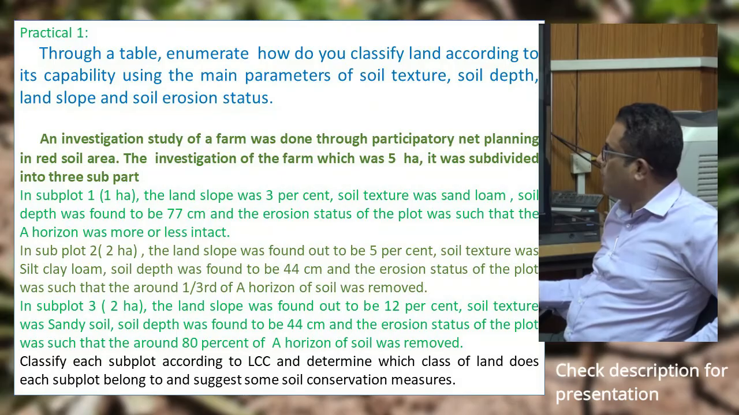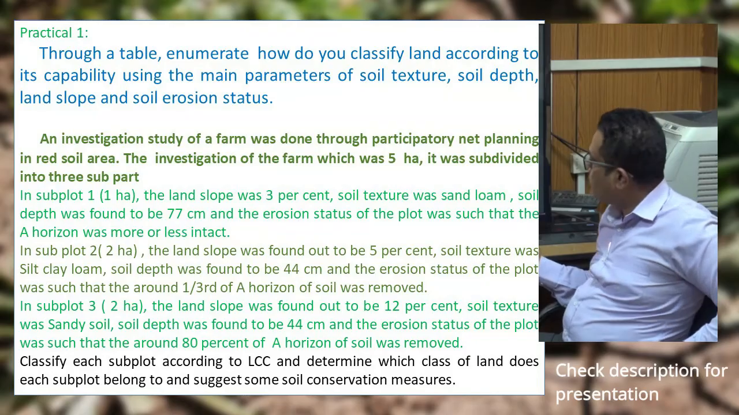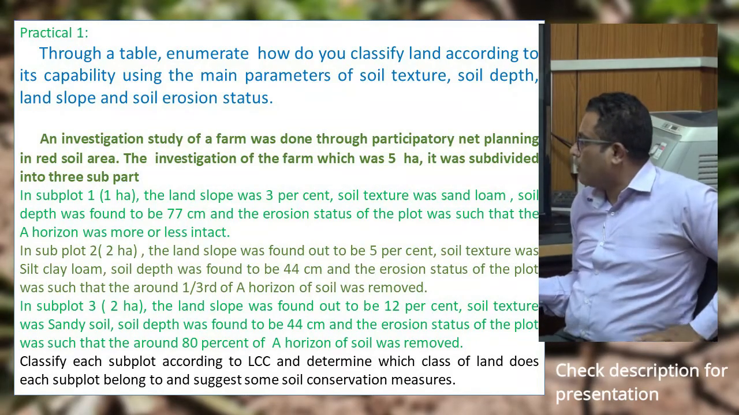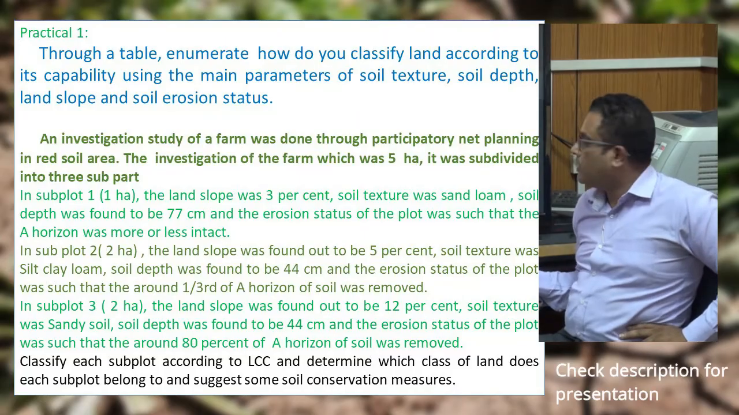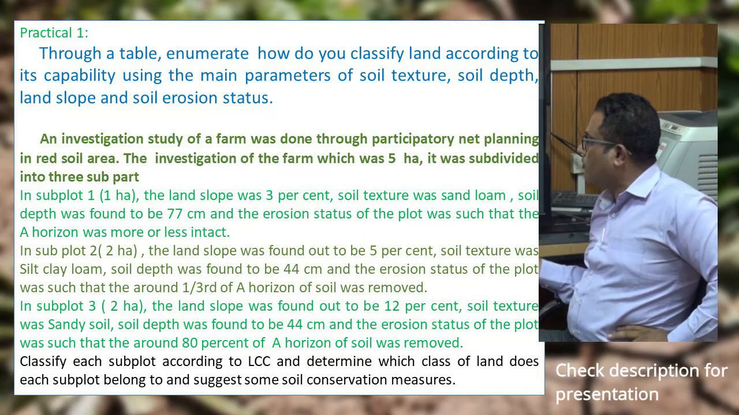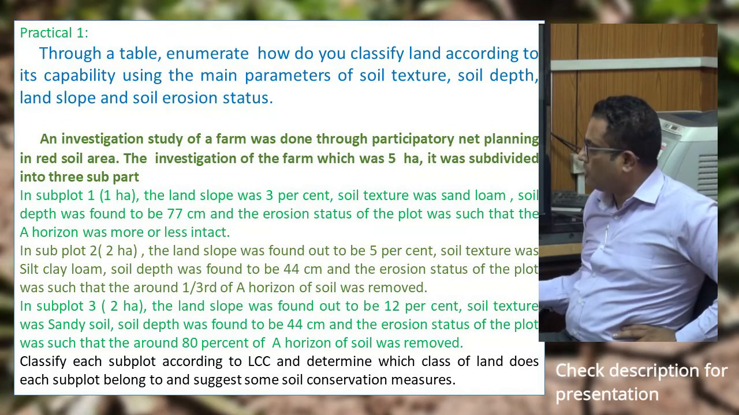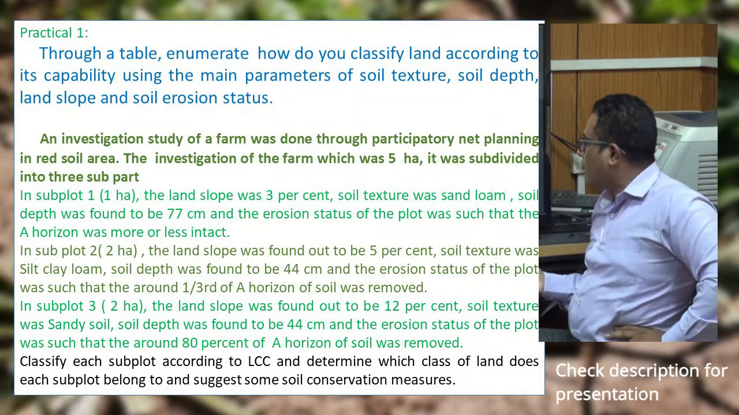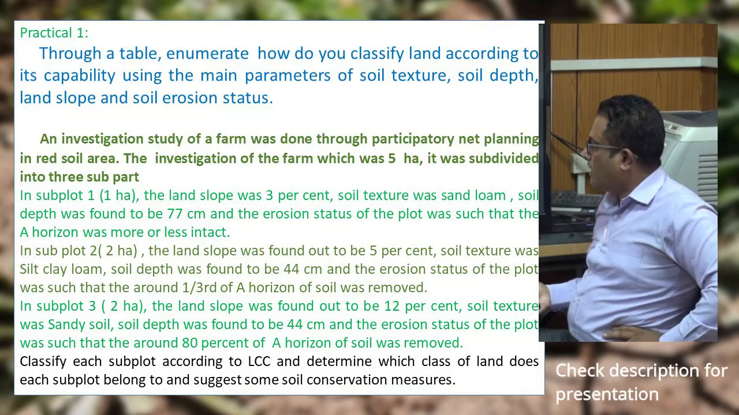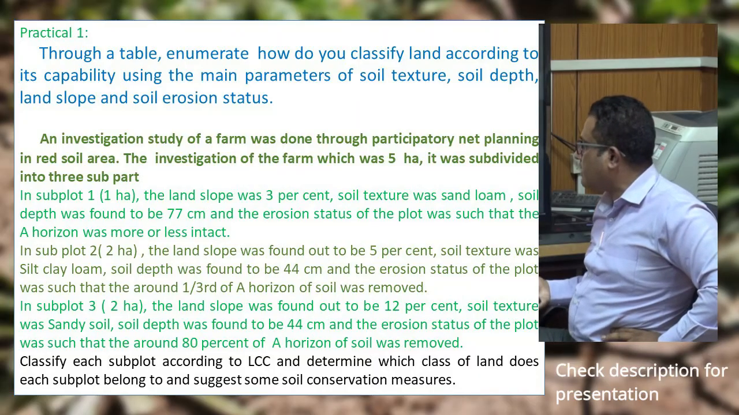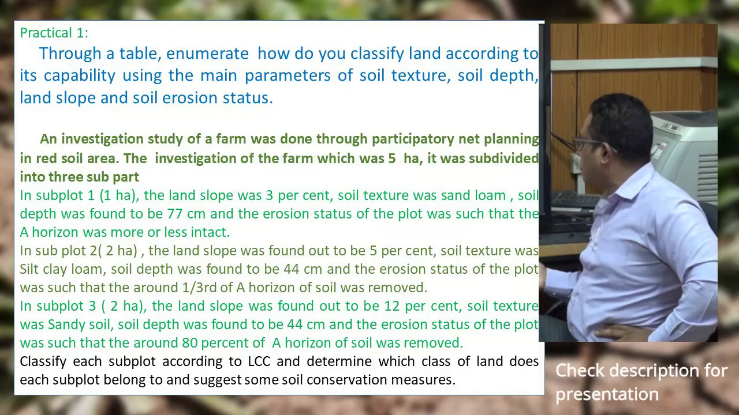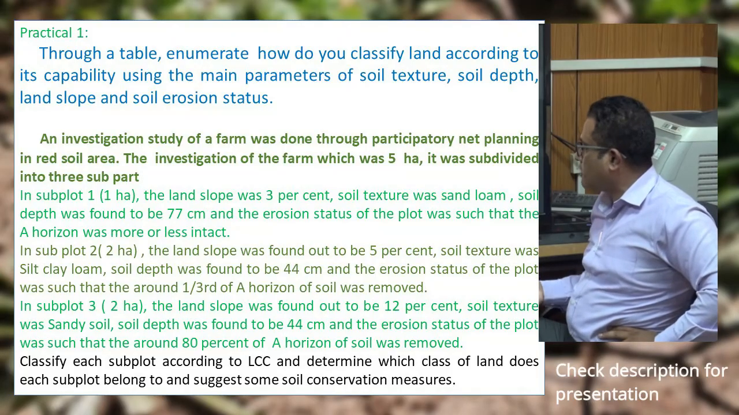In the second, that is a 2 hectare plot, the land slope was found to be 5%, soil texture was silty clay loam, soil depth was found to be 44 centimeter, and the erosion status was such that around 1/3 of the A horizon of the soil was removed. In the third subplot, of 2 hectare, the land slope was found to be 12%, soil texture was sandy soil, soil depth was found to be 44 centimeter, and around 80% of the A horizon of the soil was removed.